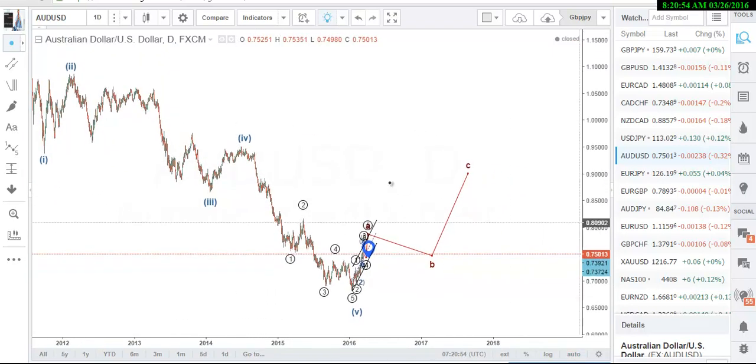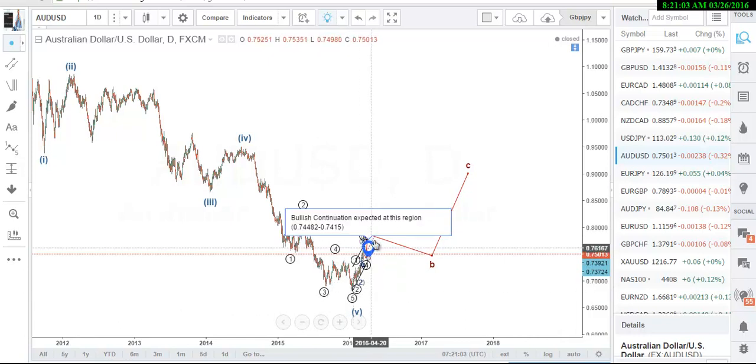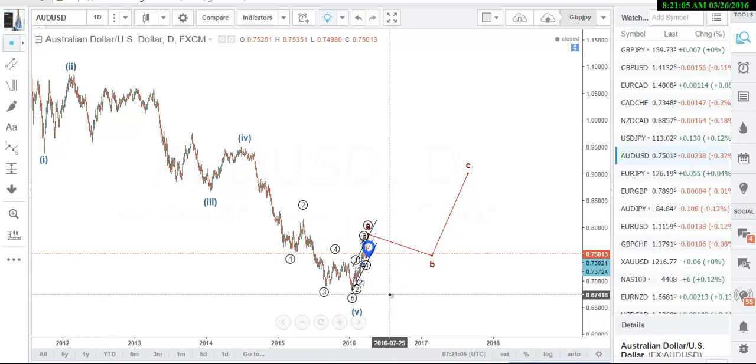In the fifth wave here, we could see that the first wave was actually extended, then the second wave, the third wave, the fourth wave, and the fifth wave actually ended here. And what happened? Price moved up. So we're expecting the A wave right now, the wave A to be completed. That is what we are looking at.